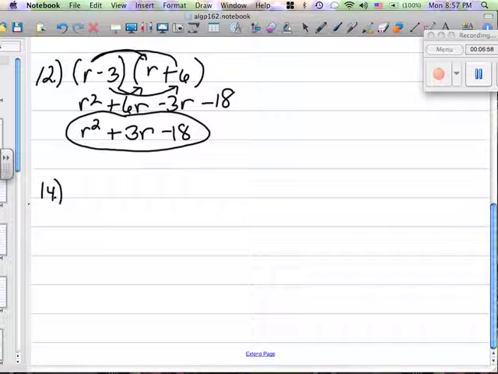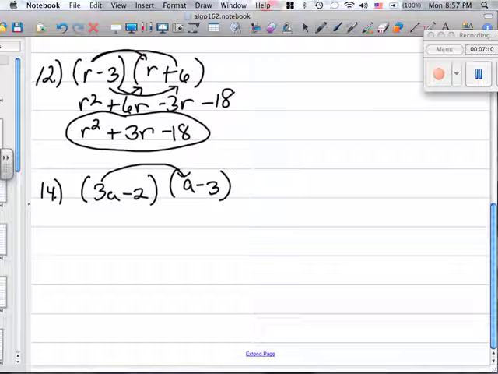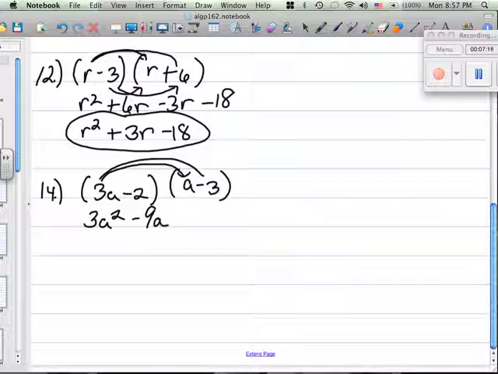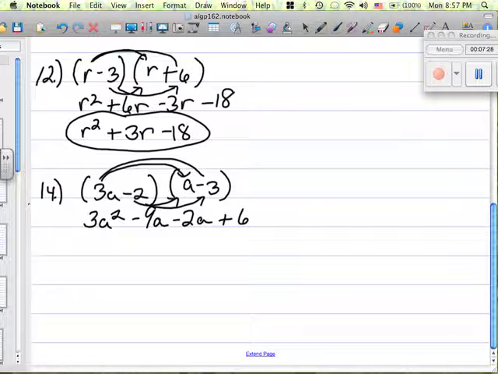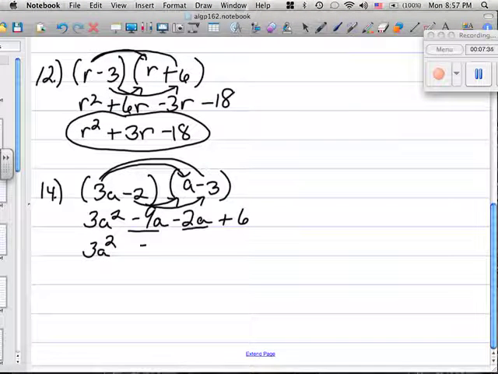Problem number 14, copy it down. You have 3a minus 2 times a minus 3. Using FOIL, first terms, 3a times a is 3a squared. Outer term, 3a times the negative 3 is negative 9a. Inner term, negative 2 times a, negative 2a. And last term, negative 2 times negative 3 is positive 6. Simplifying, collecting like terms, we have 3a squared minus 11a plus 6.